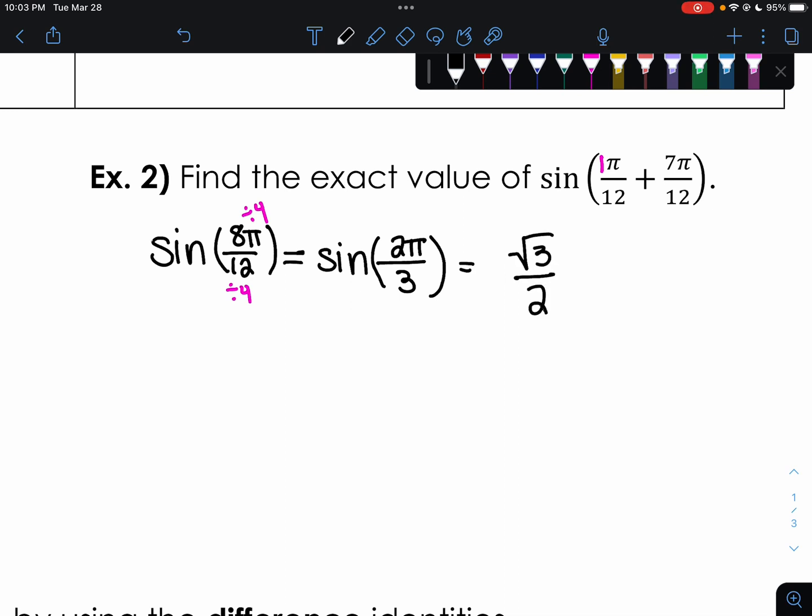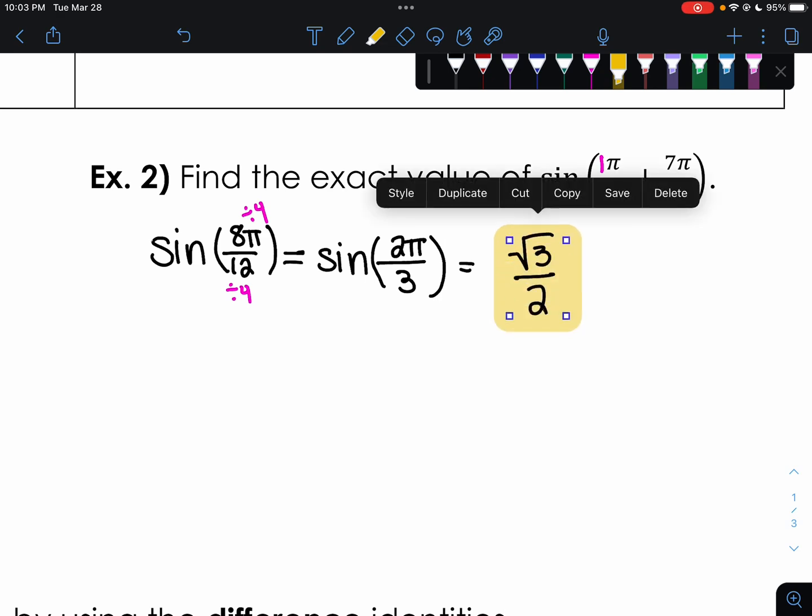Now you have to determine what quadrant this is in to determine if it should be positive or negative. So if you notice, 2/3 is really close to being 3/3, but it's less than 3/3, which means it is in the second quadrant. And in the second quadrant, sine is positive, so our answer is just rad 3 over 2.